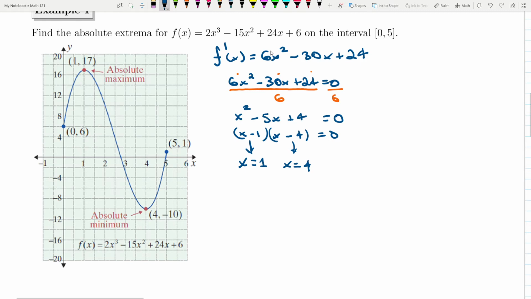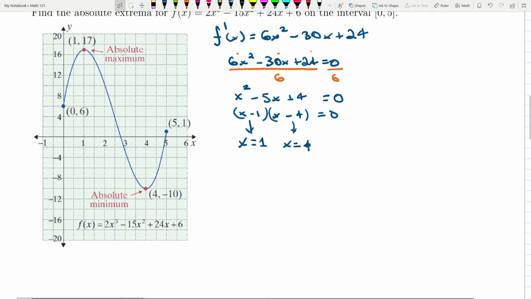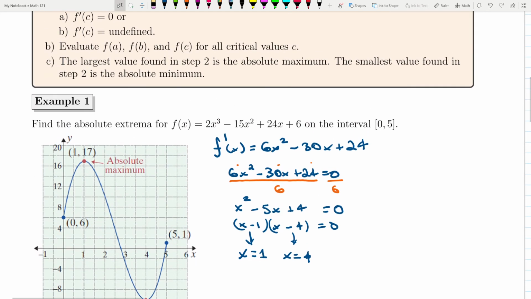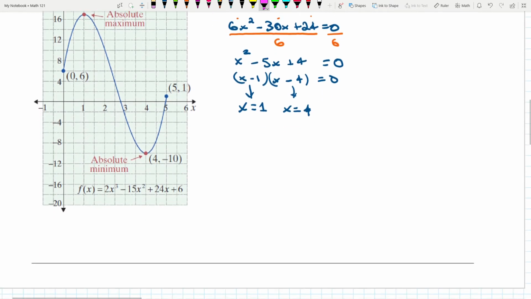Alright, what are we going to do this time? No, we're not going to do the first derivative test. We're not going to do a table like I mentioned before. So this time, our second step is to evaluate the original function at a and b, which are the endpoints of the closed interval, and c, which represents all critical values. So I'm going to do a table here.